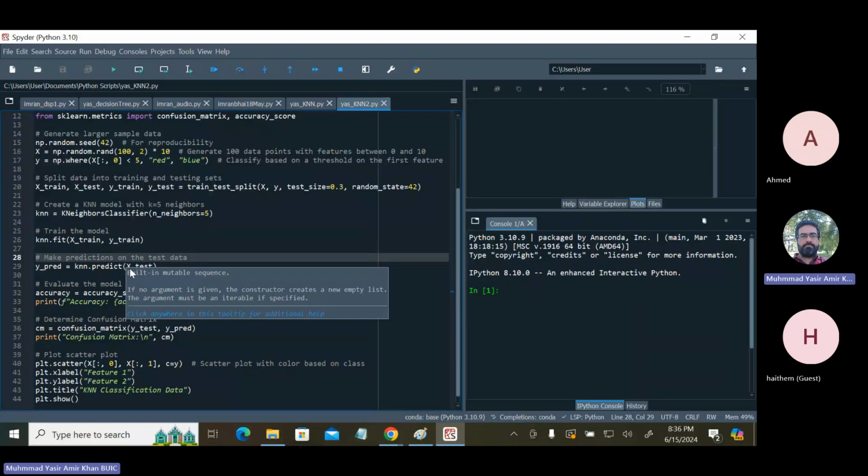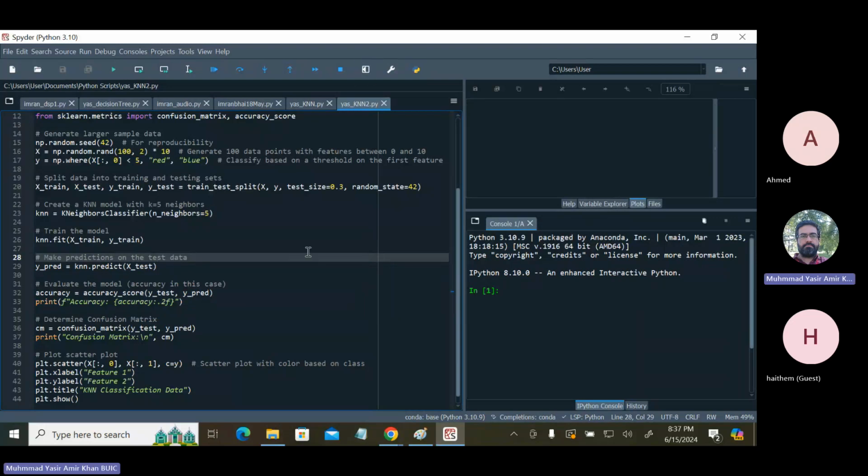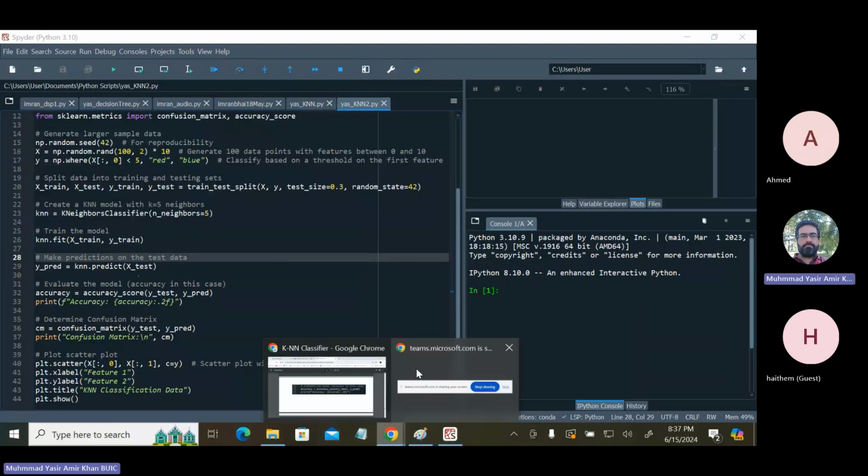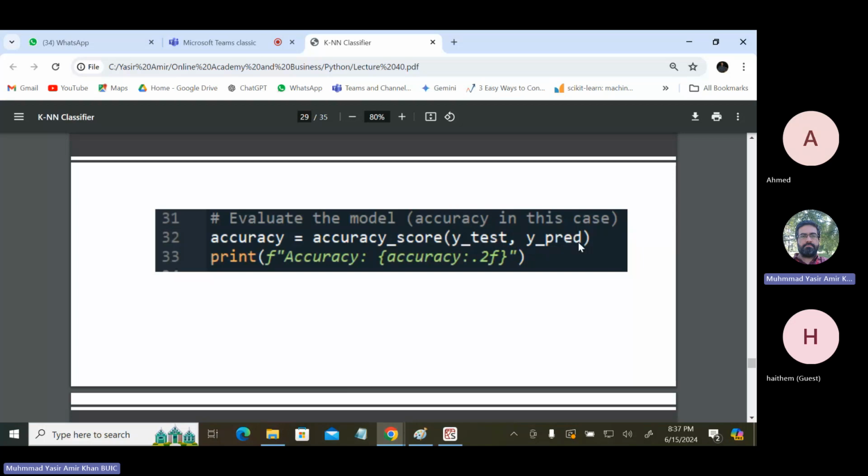We have given the x_test data to our KNN classifier, and it predicts for us the values of y. Y contains the colors red or blue, whatever. So we give the test data to it, and it predicts the labels for us. So this is what has happened in line numbers 28 and 29. Coming back to the lecture. After that, we have our y_predicted ready. We have y_test, the test data, which we already know has the labels. And the predicted values are the values that our classifier has predicted. Then the accuracy score makes a comparison of those values and finds out how accurate our result was.